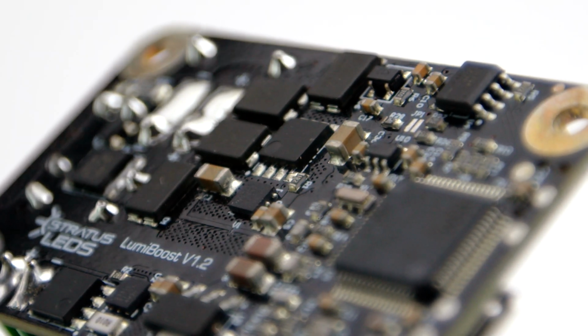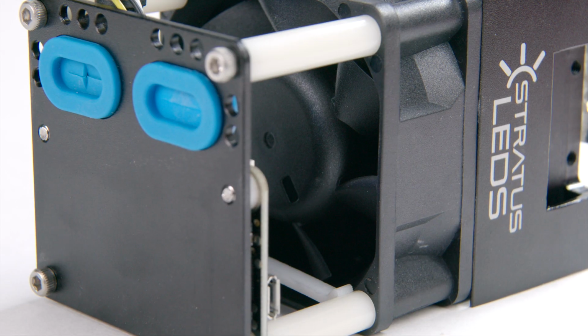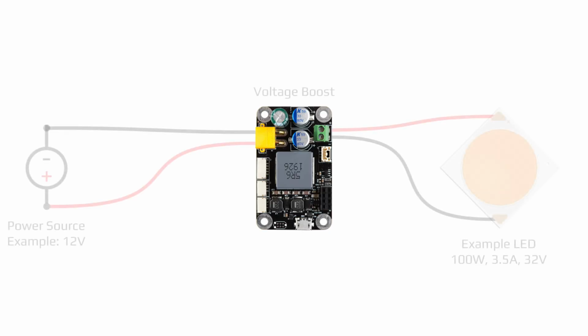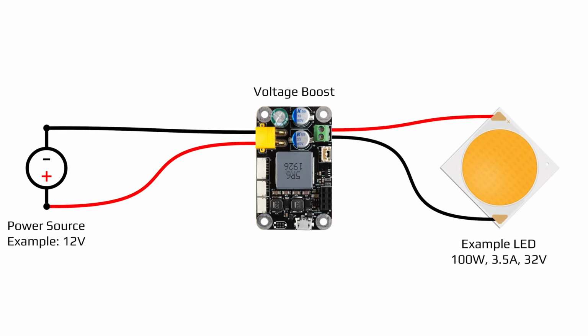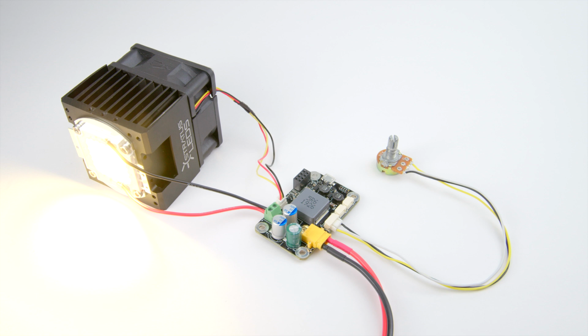This is where the Lumiboost comes in. It provides the LED with a regulated current source and thermal management features such as fan control and temperature monitoring. At its core, the Lumiboost is a DC to DC boost converter. This means it takes a lower DC voltage and boosts it up to a higher DC voltage. This is advantageous for high power LEDs because they typically require high voltages to operate. The output voltage will always be greater than the input voltage.